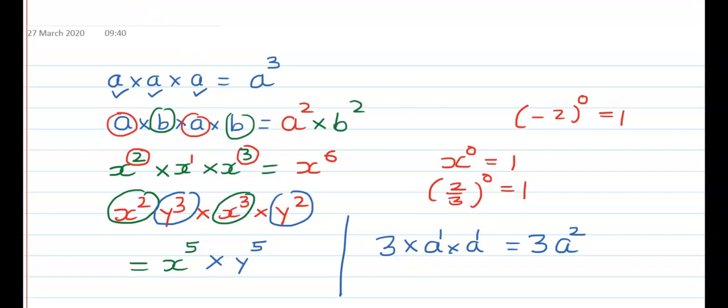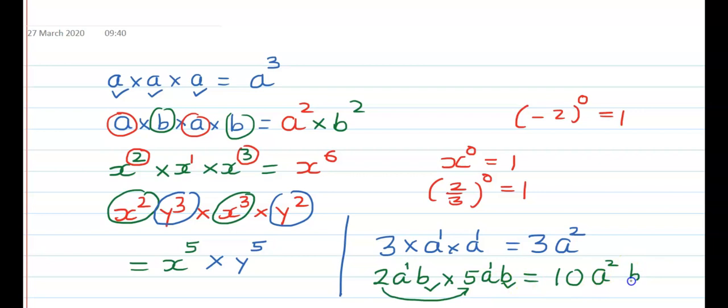So if it is like this, 2ab and 5ab. What will your answer be? First you multiply number with number. 2 times 5 is 10. Then letters a and a. So there will be 1 here and 1 here. Collect like terms. 1 and 1 becomes 2. Similarly, b here and b here. So b to the power 2.